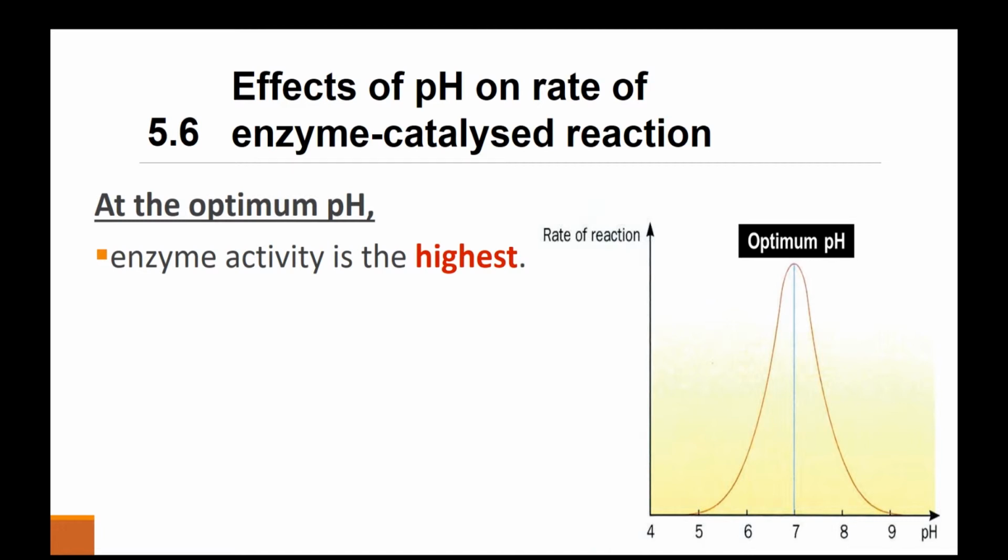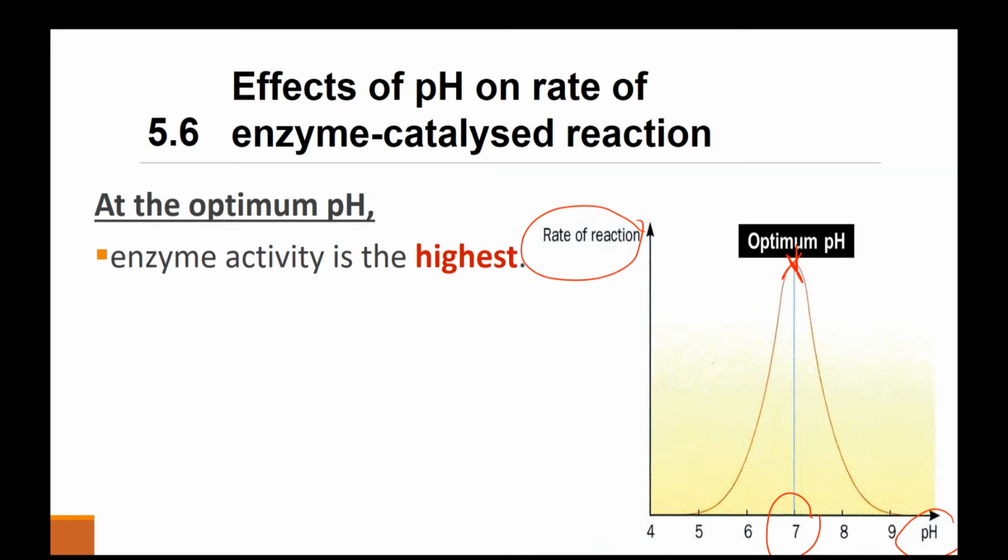So in this graph now, something that's different is that over here we actually have the pH scale on the base of the graph, which is the x-axis, and on the y-axis is still the rate of reaction. But likewise, in this graph, we see a highest point. This is what we call the optimum pH. So for this particular enzyme, the optimum pH is 7.